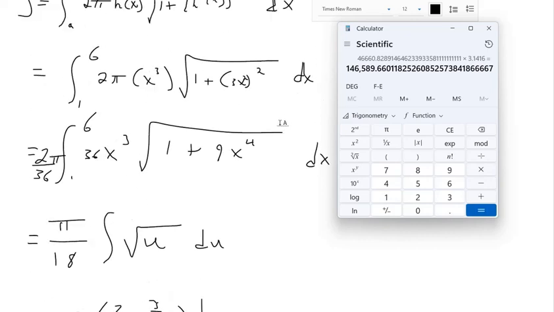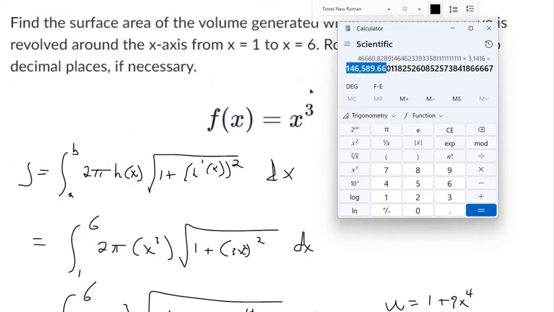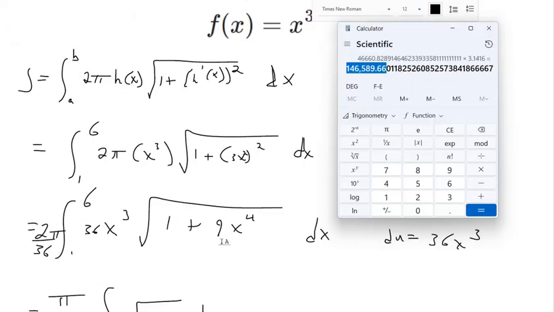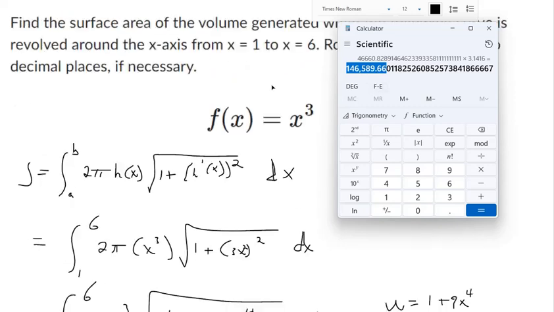So to the second decimal place, I got 146,589 and 66 hundredths. So either myself or the answer key are off by a little bit. The answer key said the same thing except 0.38, I think. So if you get something close, just make sure to check the answer. And if it doesn't give you the answer, just let me know and I'll give you what the correct answer should be. So the answer key might not be correct on this one.